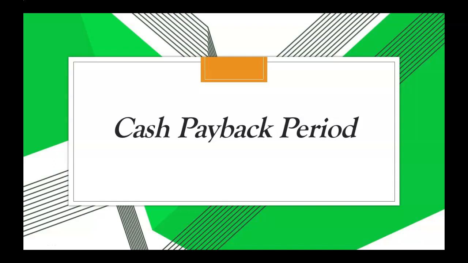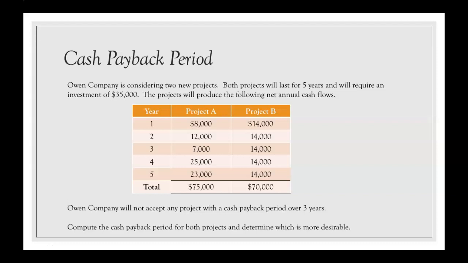Let's work through a cash payback period example problem. So the problem says Owen Company is considering two new projects. Both projects will last for 5 years and will require an investment of $35,000. The projects will produce the following net annual cash flows.